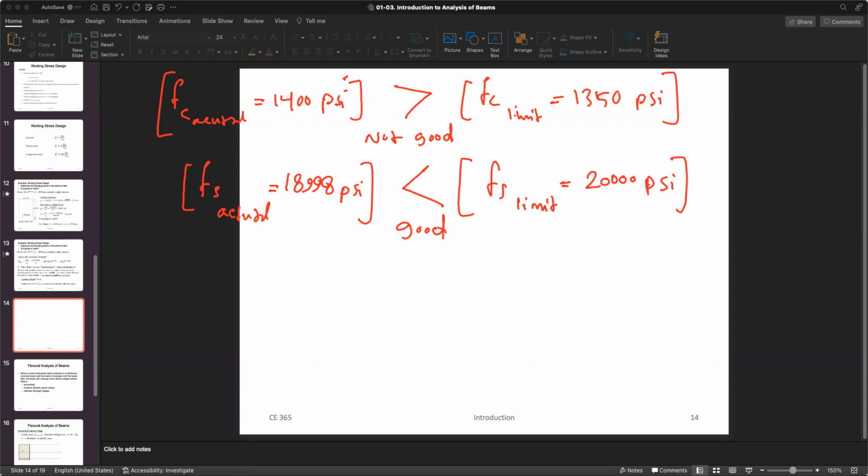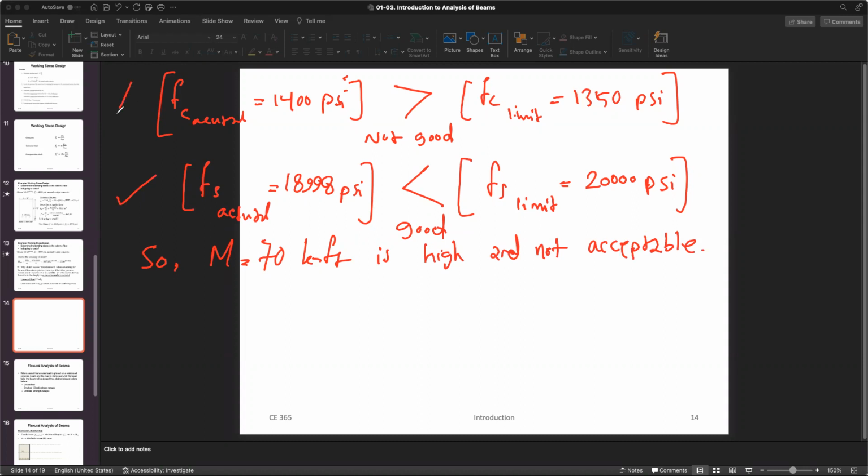So what is good? The question is, what moment is good? Let me write this first. So a moment of 70 kip-foot is high and not acceptable. What is the acceptable one? So in this one you're good, right? But this one needs to be fixed. So let's just work on the concrete. How can I fix the concrete?